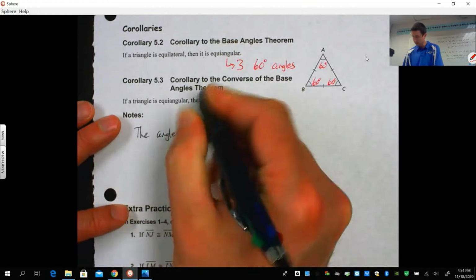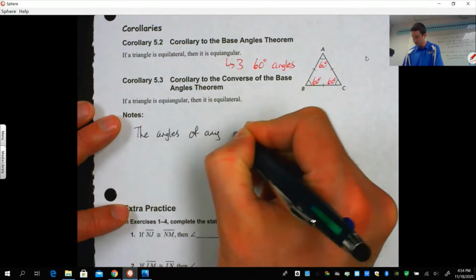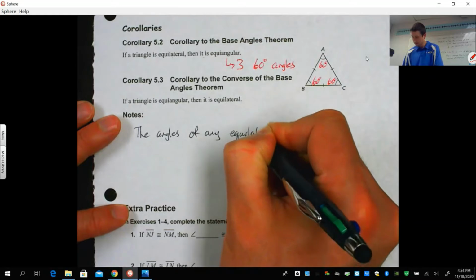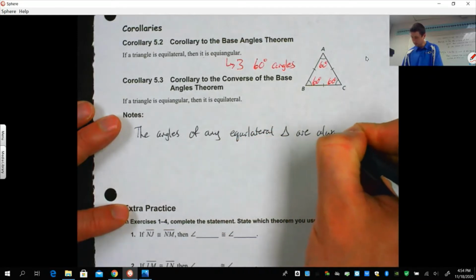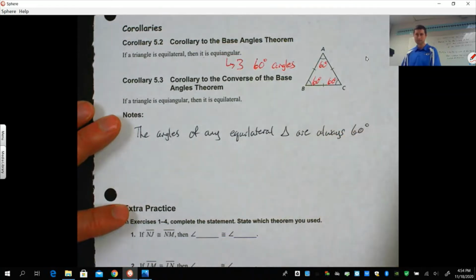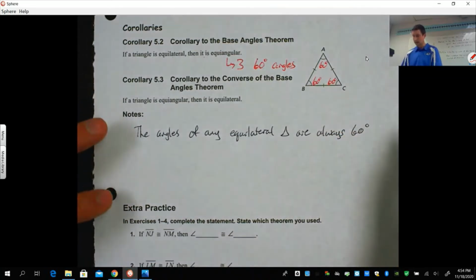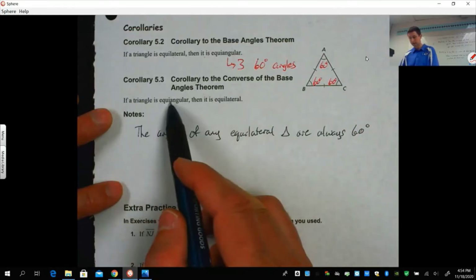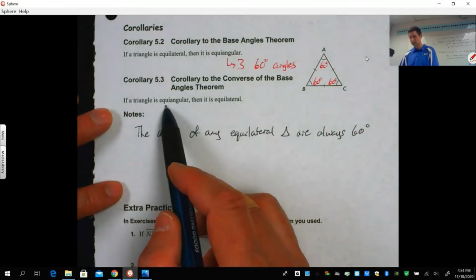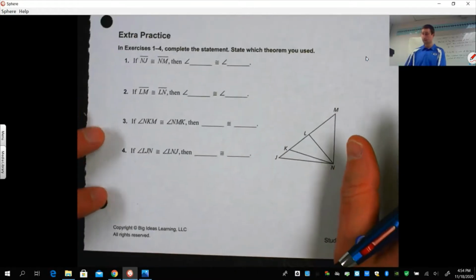So we'll say the angles of any equilateral triangle are always 60 degrees. And if you have three 60-degree angles, then you know it's equilateral. That's what the second one's saying. If you have three 60-degree angles, then it's equilateral. Okay, a lot of diagrams coming your way.